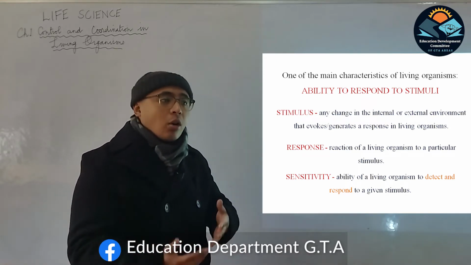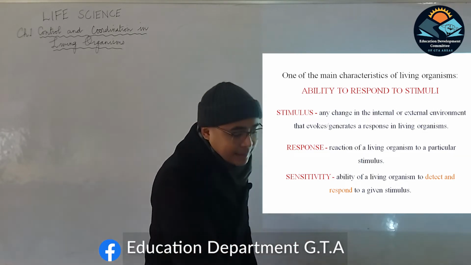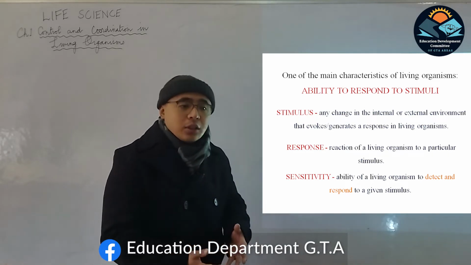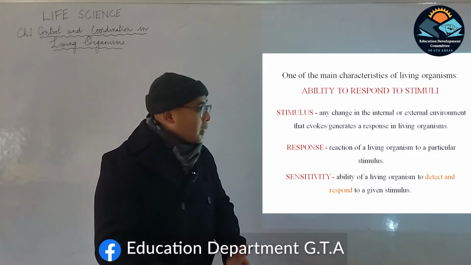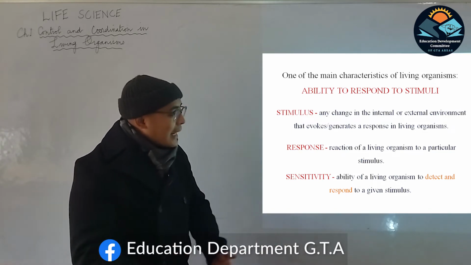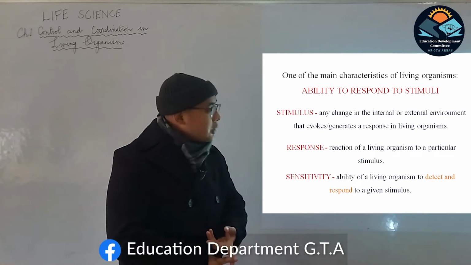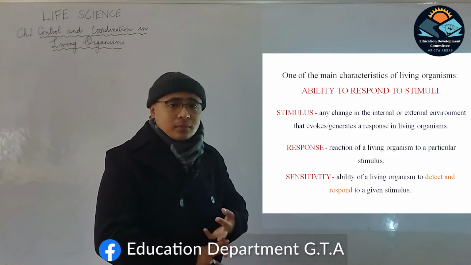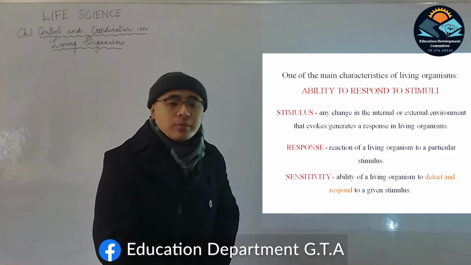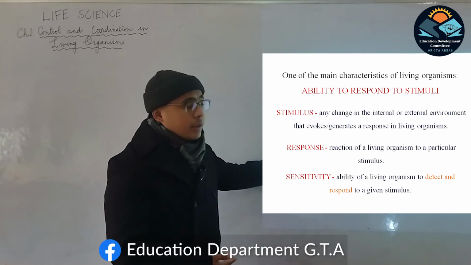However, in order for the organism to generate a response to that given stimulus, there has to be sensitivity, meaning the living organism must be sensitive to that given stimulus. So, sensitivity is the ability of a living organism to detect and respond to a given stimulus. So here we have discussed 3 concepts: stimulus, response, and sensitivity. Again, in order to generate a response to any given stimulus, the organism first must be sensitive to that stimulus, and then only it can generate a response.